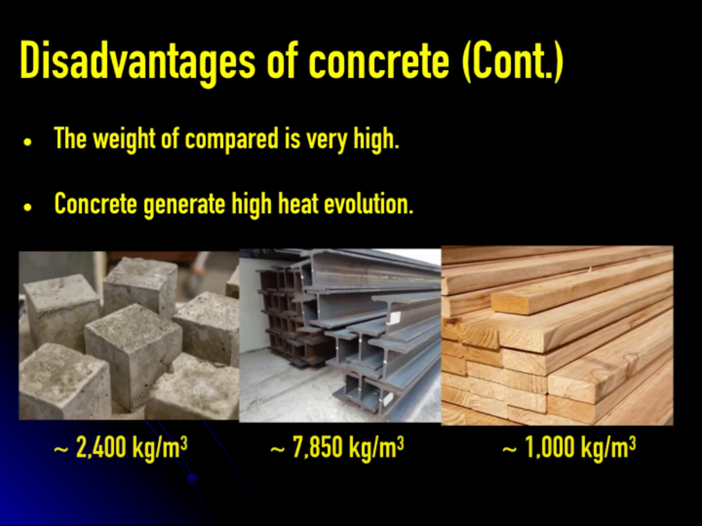Another drawback is the heavy weight of concrete. Its density is approximately 2,400 kilograms per cubic meter, which is much higher than that of wood, which ranges from 500 to 1,000 kilograms per cubic meter depending on the type of wood.